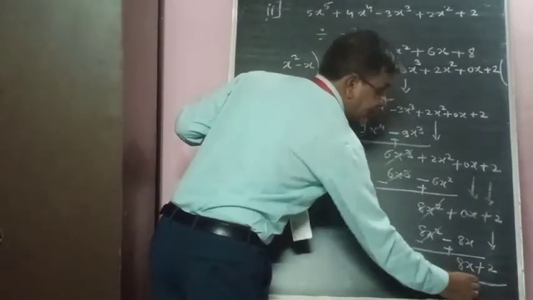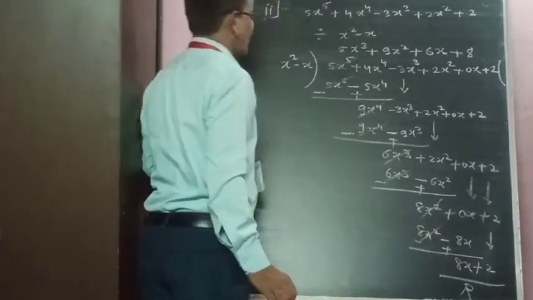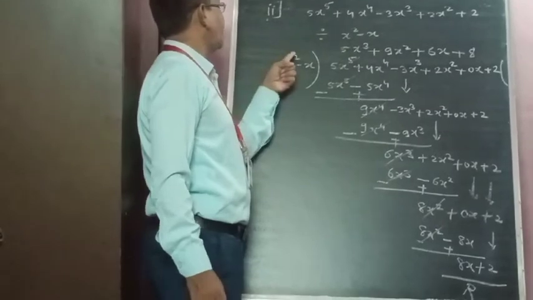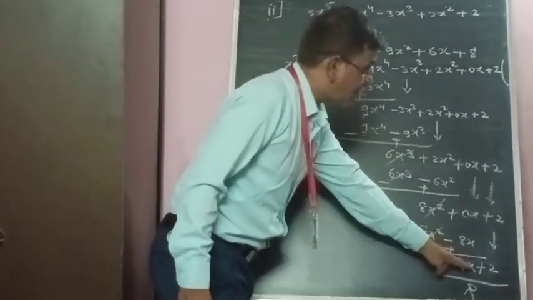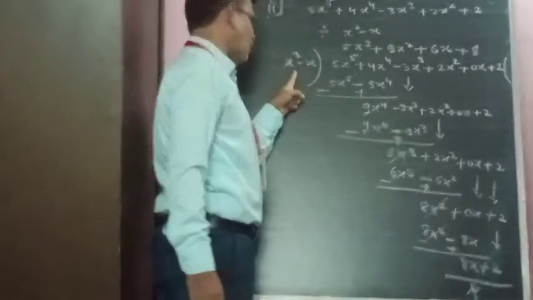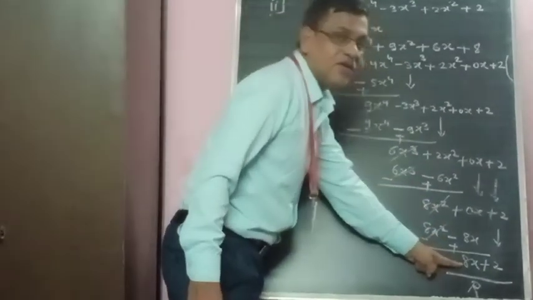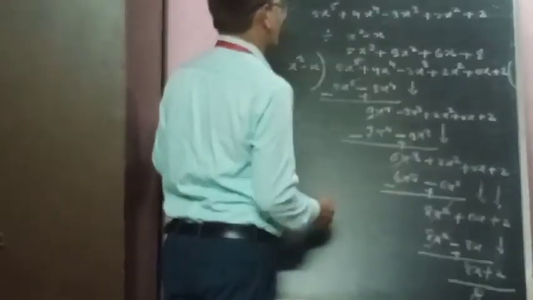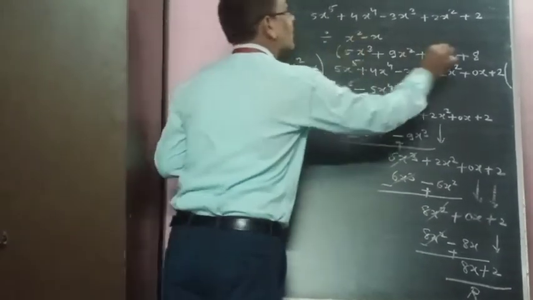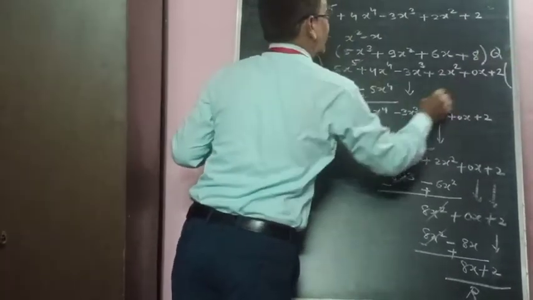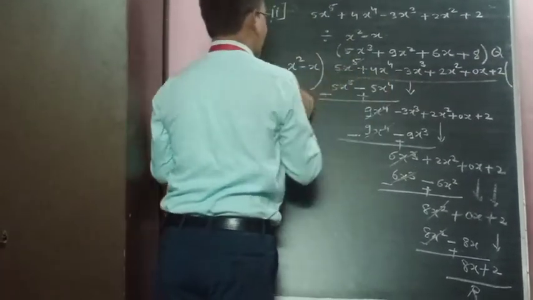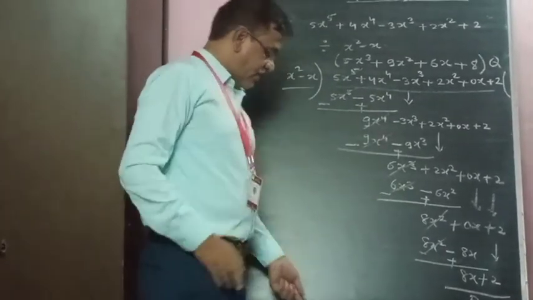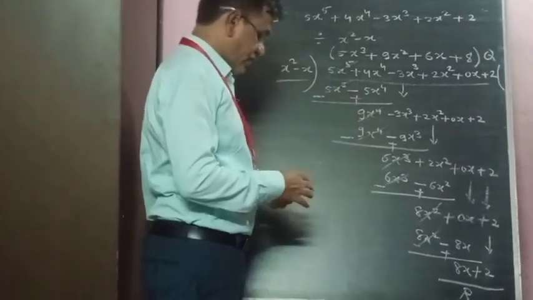This is your remainder. We can't divide this by this because the degree of this polynomial is 2 and the degree of this polynomial is only 1. So this is smaller than this, so we can't divide this. This is the remainder, and this is the quotient. It is called the quotient. This is the dividend and this is the divisor. You get it now? In this way you can divide the given polynomial by another polynomial.